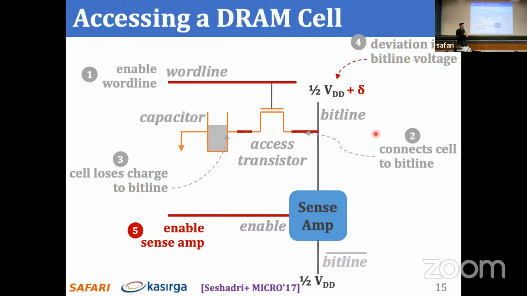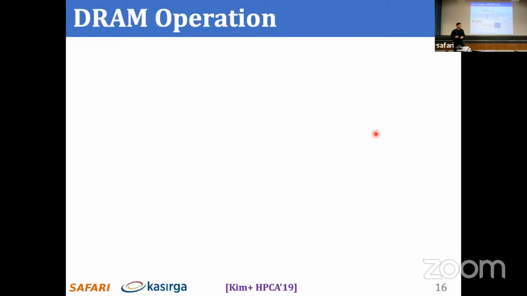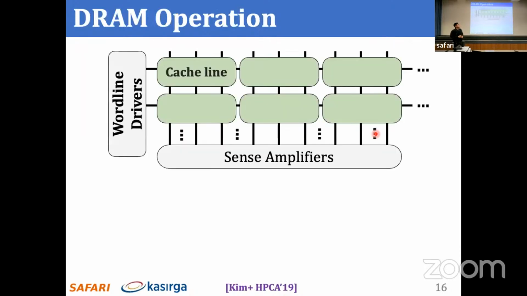And then the sense amplifier, when we enable it, will sense this difference and amplify the voltage of the bit line to VDD, essentially reading out the value in the cell. And this operation also restores the charge back to the capacitor because the capacitor is still connected to the bit line.